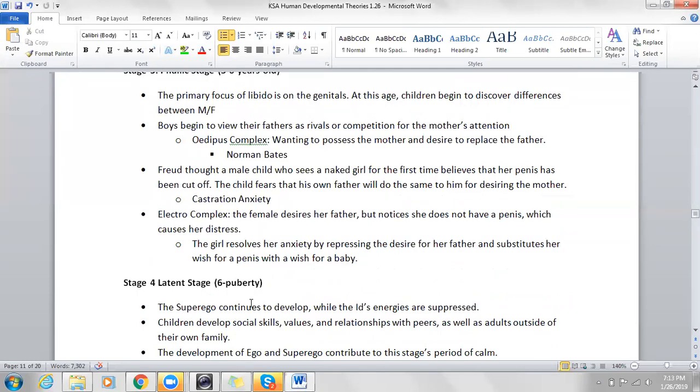So the young woman resolves her anxiety by repressing the desire for her father and substitutes her wish for a penis with a wish for a baby, something that's possible for her, and starts to develop a connection with mom, even though she may not want one.